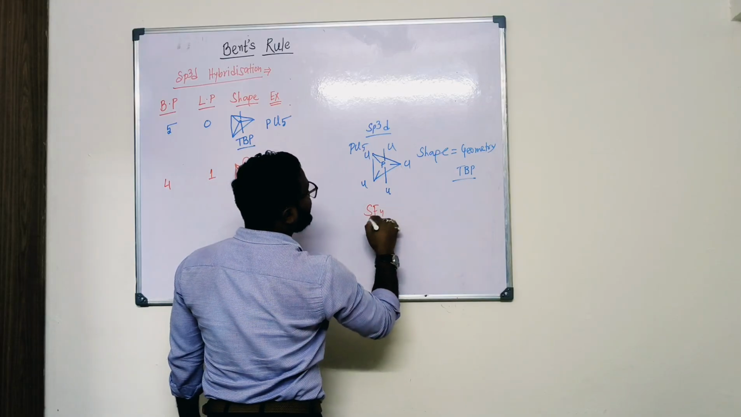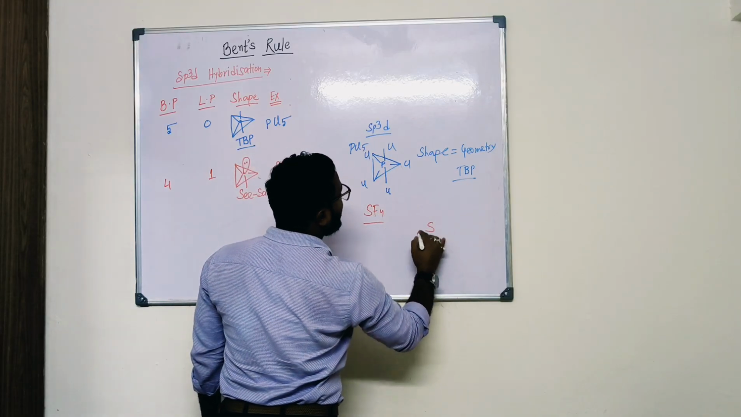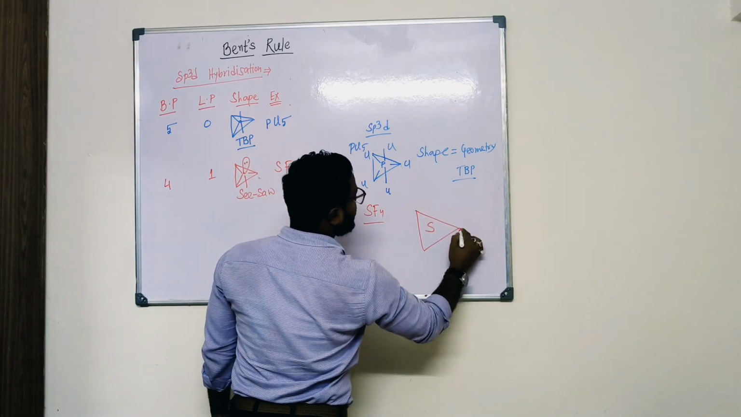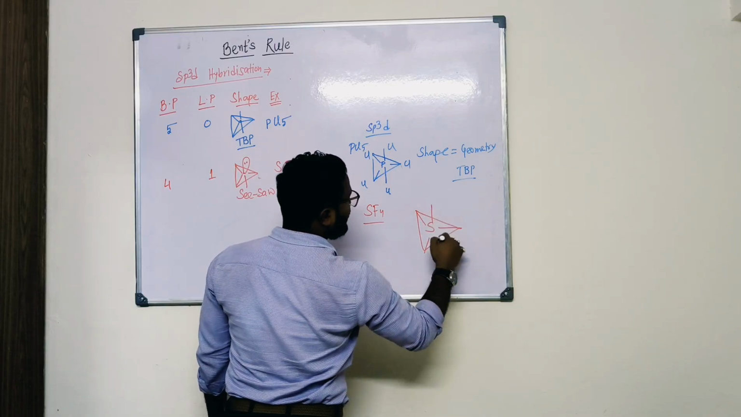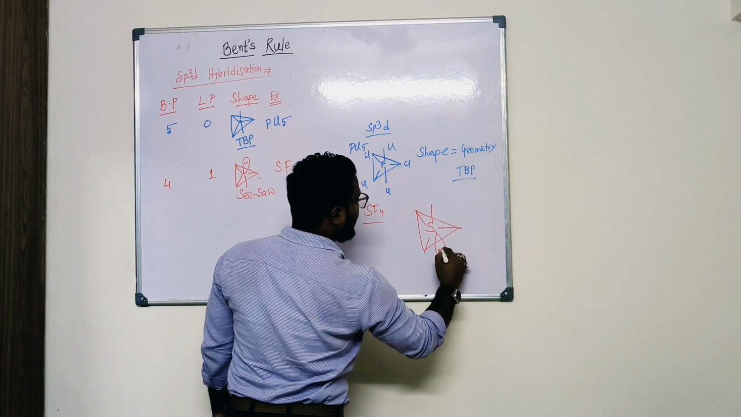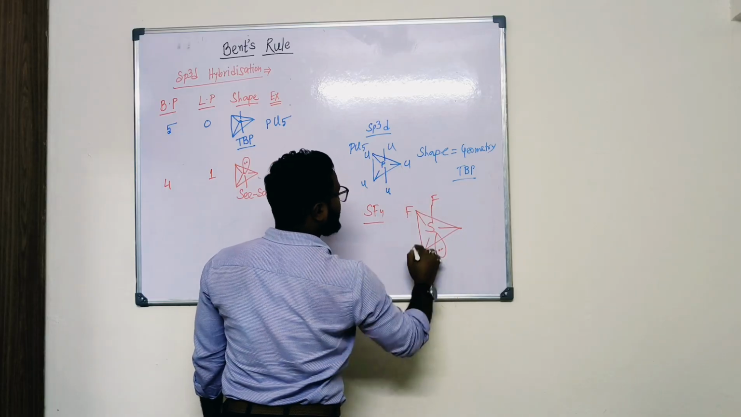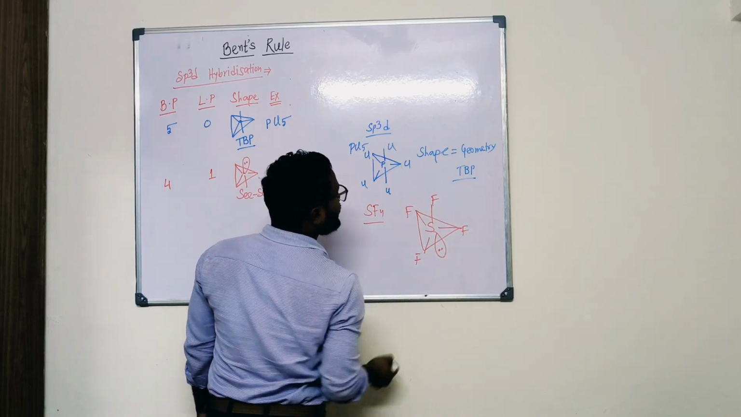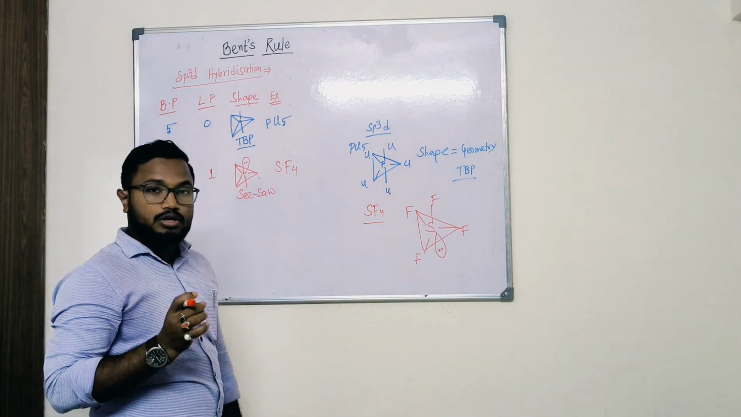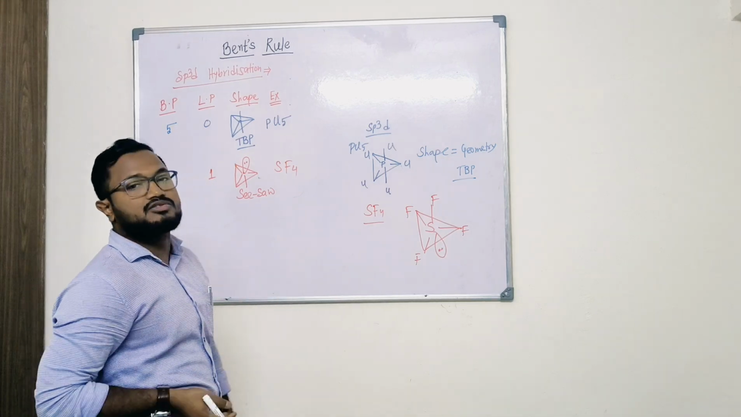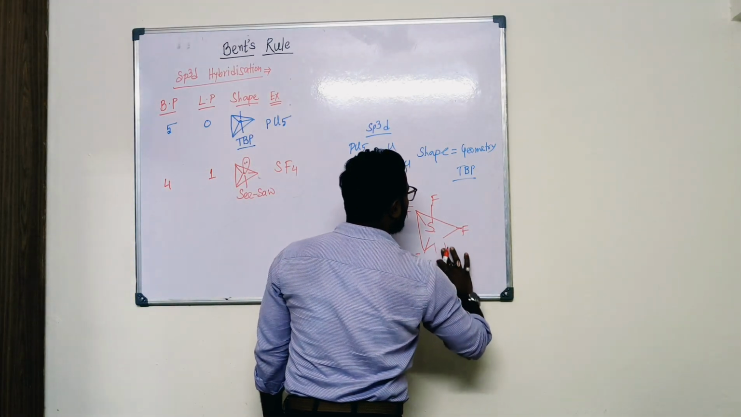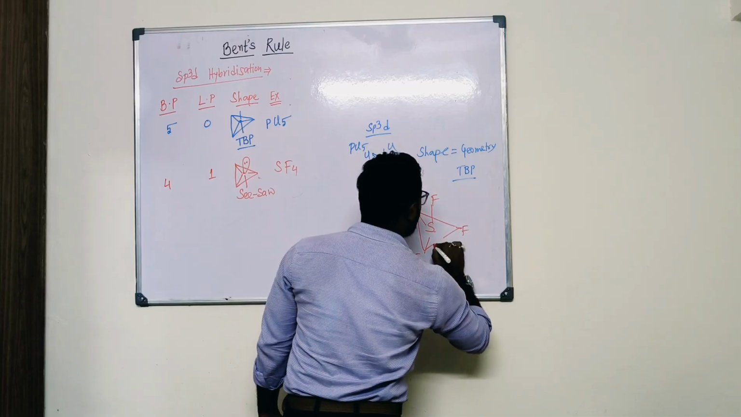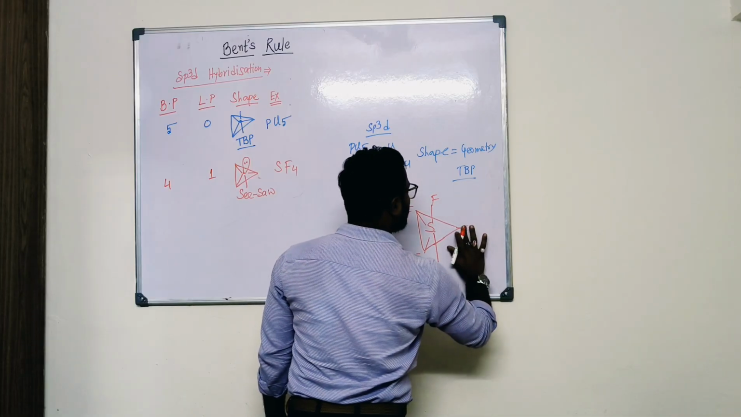For SF4, it can be drawn with central atom sulfur. We are going to draw fluorine atoms. You can draw above or below, wherever you want, and 1 lone pair. So this is SF4. This is known as seesaw. But drawing the exact structure would be a little bit different. In many books we follow this method to draw the structure.